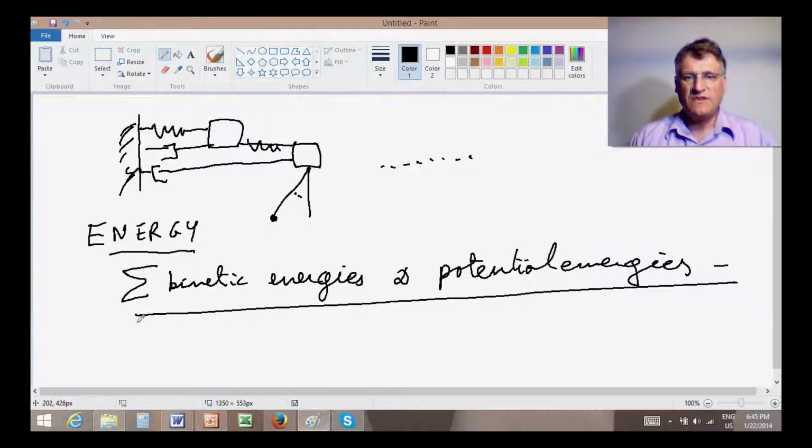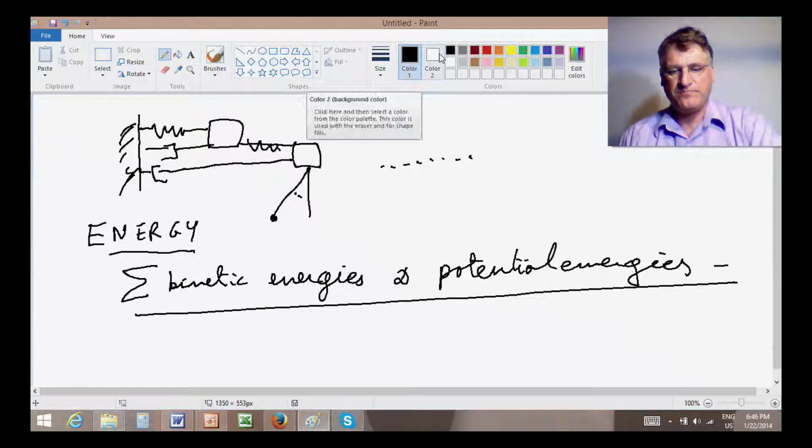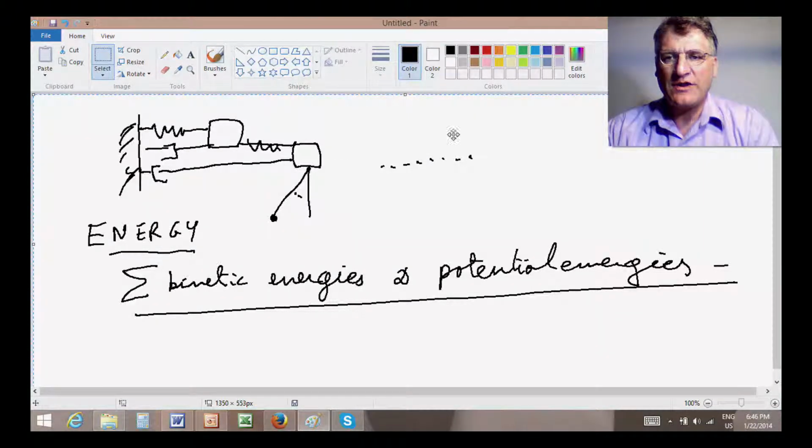Now, the computation of these kinetic and potential energies is specific to the mechanical system which is at hand. And so I will not pursue this matter any further. I would like, however, to go back to the notion of stability and instability by considering another example.